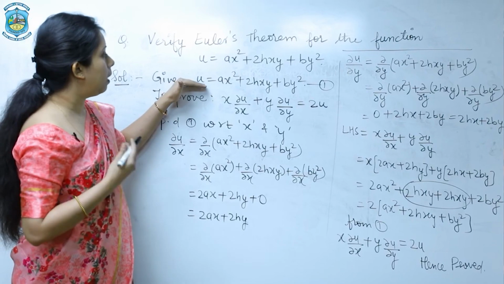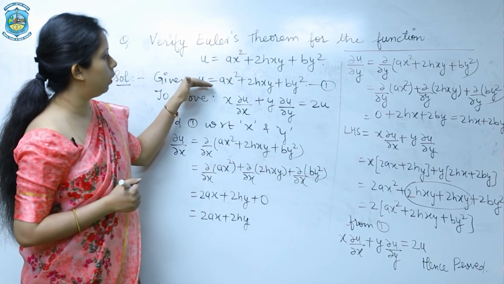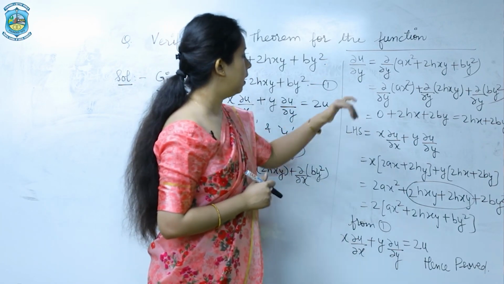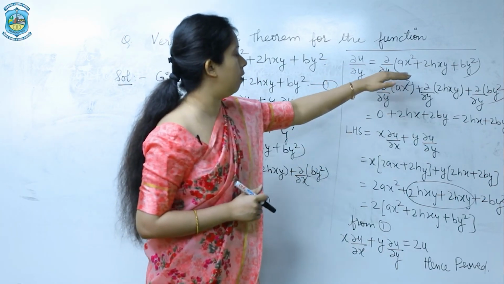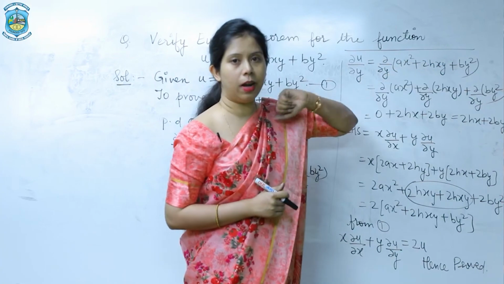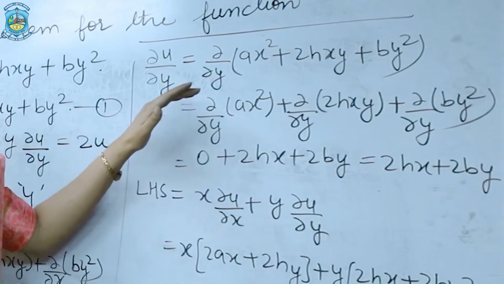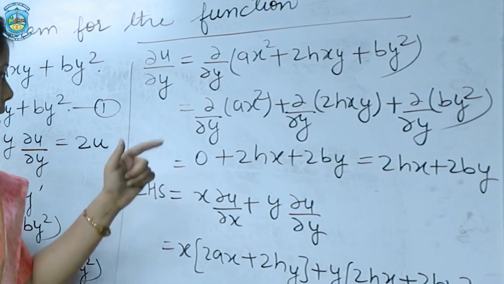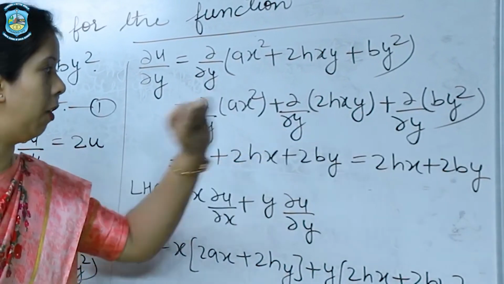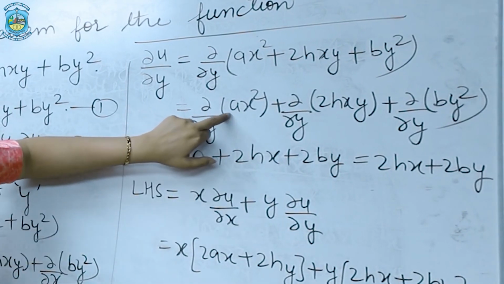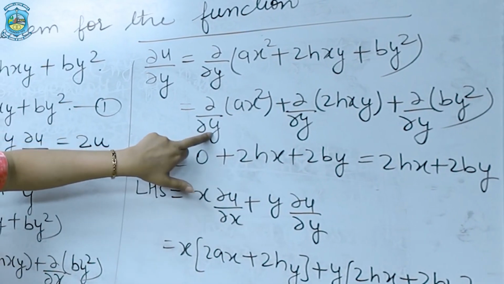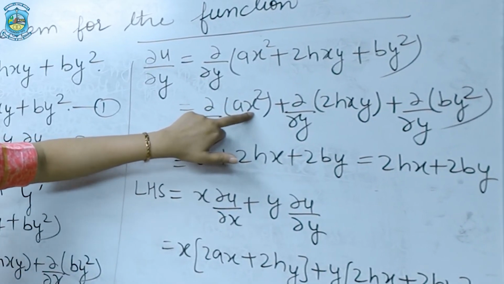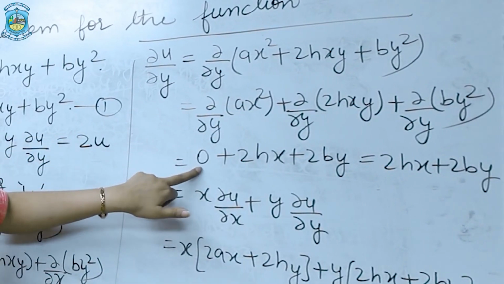Next, we again partially differentiate equation 1 with respect to y from both the sides. So we will get del u upon del y is equal to del upon del y of ax square plus 2hxy plus by square. Again using the rule, the derivative of the sum of functions is equal to the sum of the derivatives of the functions. Now, differentiating ax square with respect to y, since we are partially differentiating the function, differentiation of x with respect to y partially will give you 0.